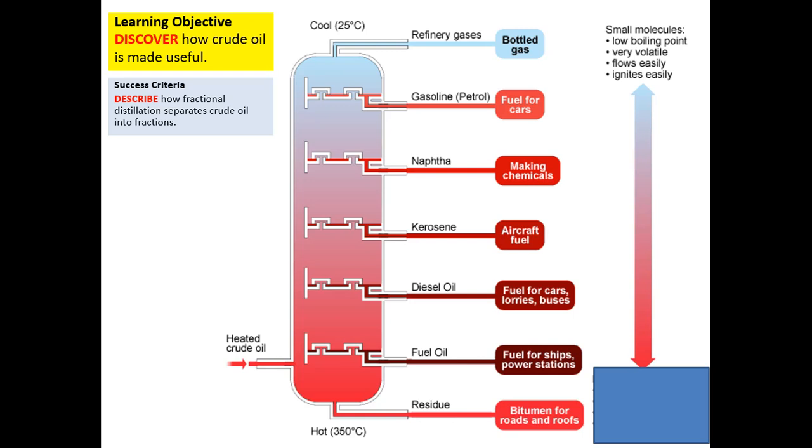As we go down the column, the chains get longer. So as the chain gets longer, we know they get a higher boiling point, and that's why they collect near the bottom where it is hotter. So they're not very volatile. They don't flow very easily. We said the viscosity increases. So if you were to look at fuel oil, it's a lot thicker and a lot less runny than something like gasoline or naphtha would be. And they don't set on fire as easily.